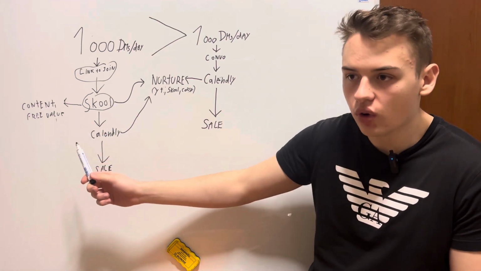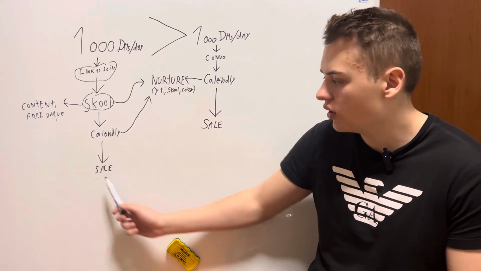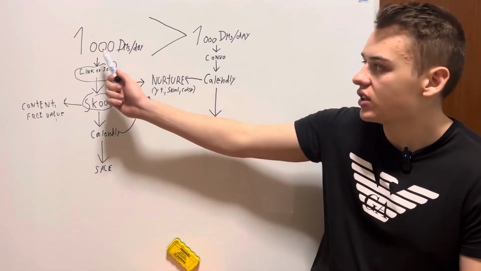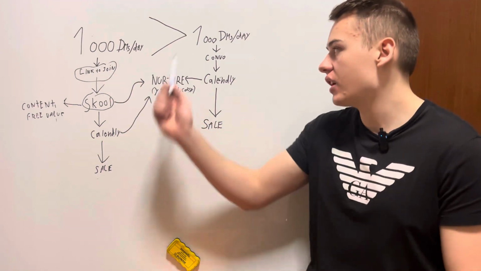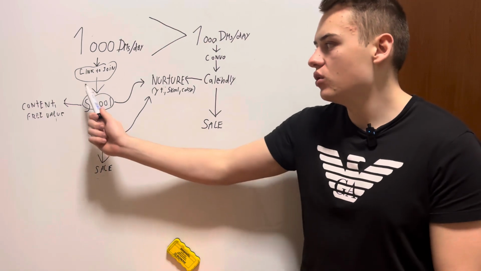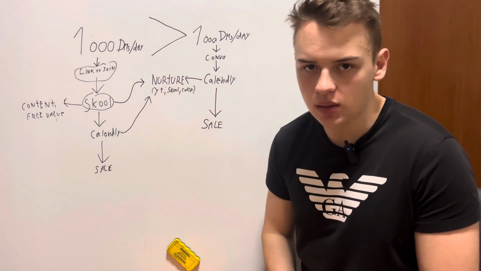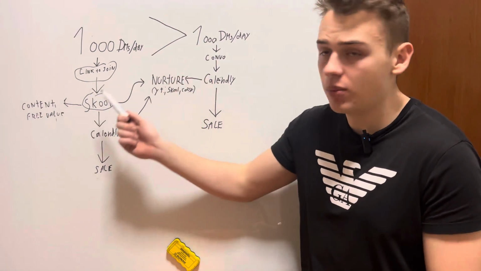Then if they want to work with you, they will book a call through Calendly, and then you will sell them. Okay? So this is if you are sending over 1000 DMs per day, because if you are sending below 1000 DMs per day and you use this funnel, you won't get that much of the results because not many people will join your community.